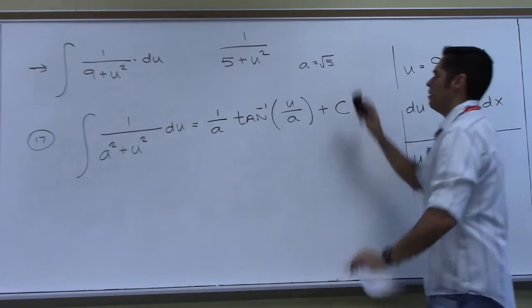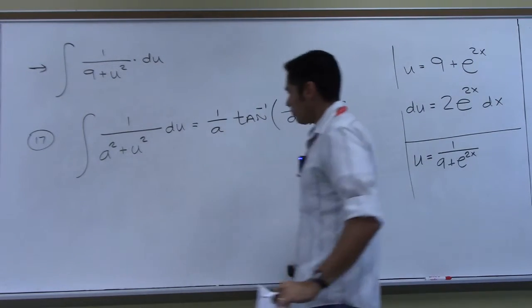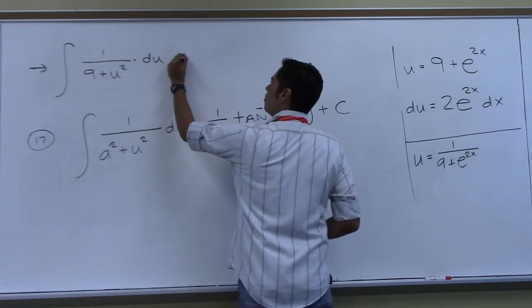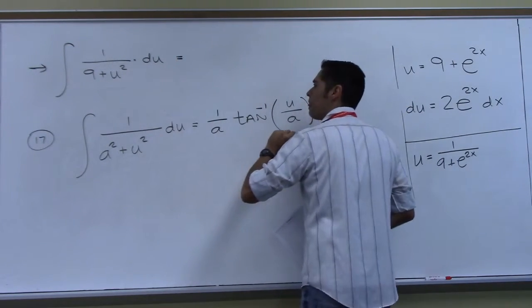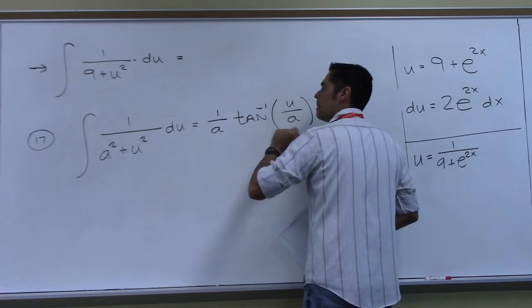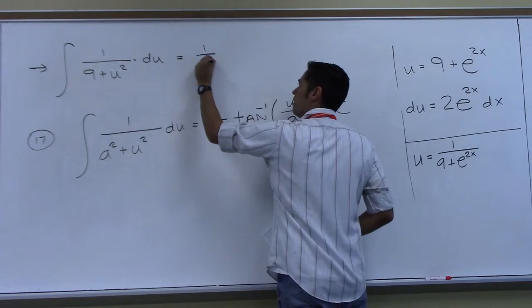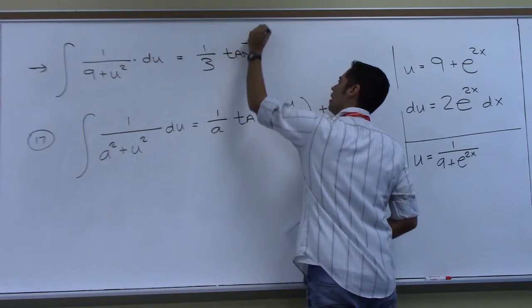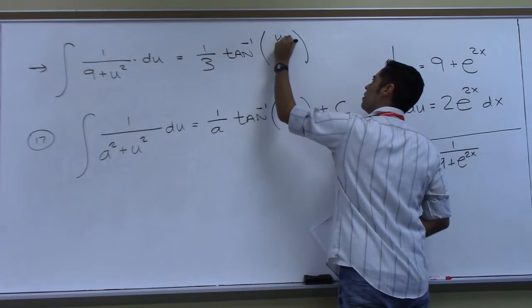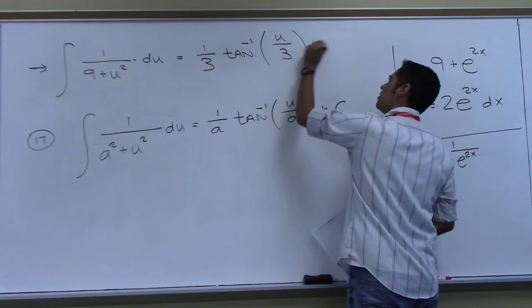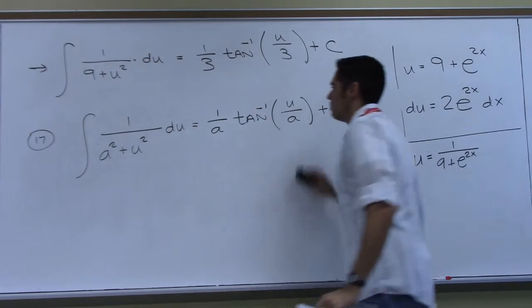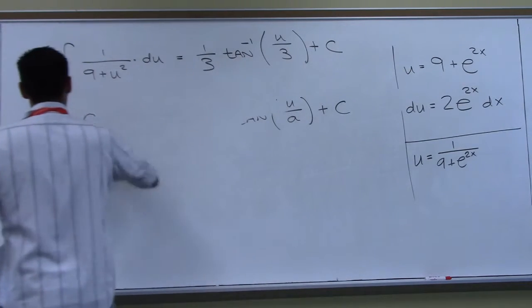Yes? Okay. All right, so according to this formula, this will be equal to what? 1/3, because a is 3. Arctangent of u over 3 plus c, and then replace u with e to the x. And we're done.